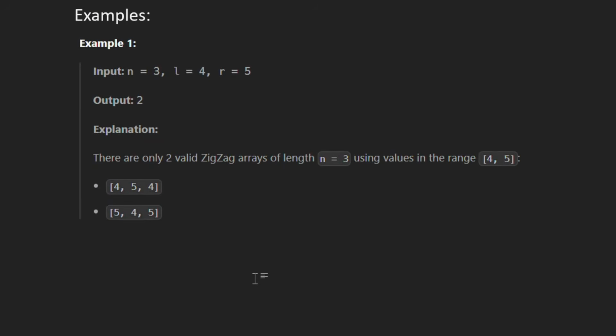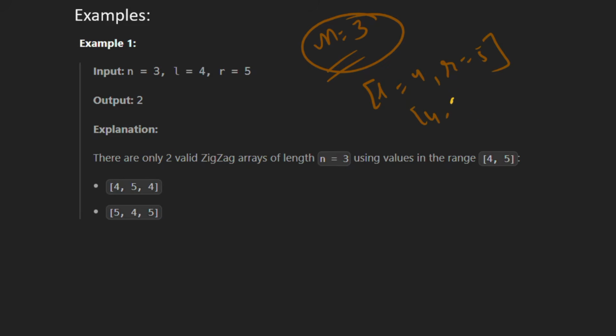So let's see the examples to understand the question more clearly. Here we have n equal to 3, which means we have to make arrays of length 3, and L is equal to 4, R is equal to 5. That means the elements in the array should lie in the range 4 to 5. So let's see what the possible arrays can be.